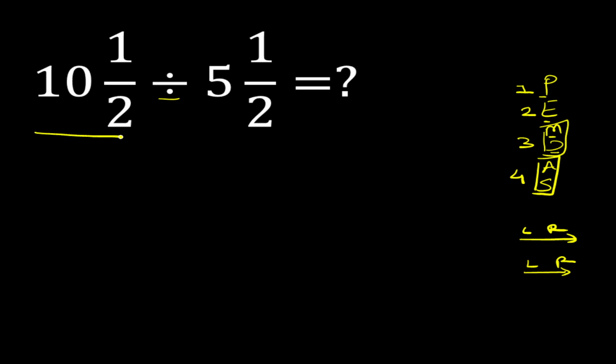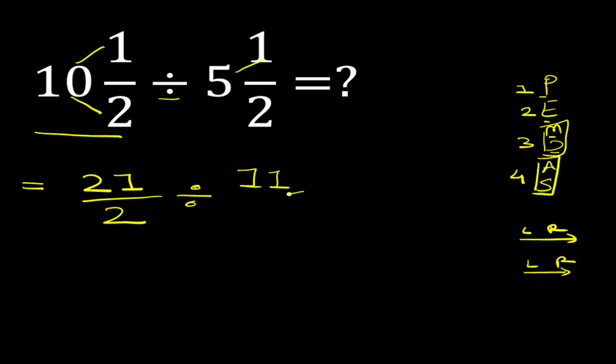So here we have a mixed fraction 10 1/2. So let's convert it into an improper fraction. So 10 times 2 is equal to 20. 20 plus 1 is equal to 21. So 21 divided by 2, and divided by 5 times 2, 10. 10 plus 1, 11, divided by 2.